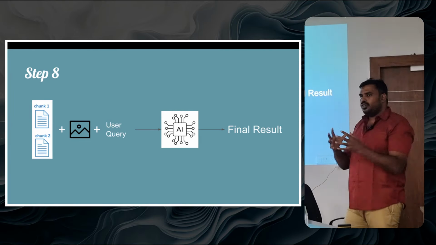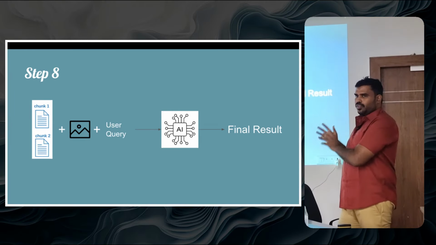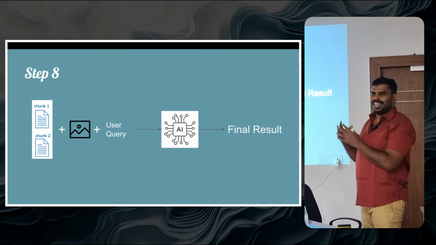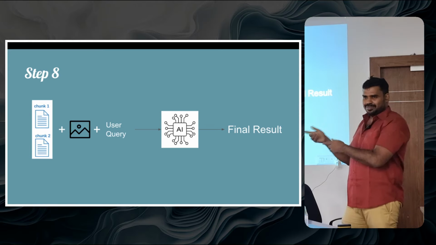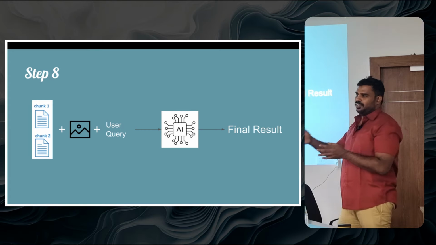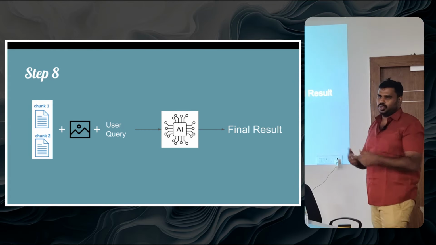So combining all together, we need to provide a final solution for the end user. It should look like magic. Everyone says AI is doing this, but actually AI is not doing this. As a developer, we need to understand the process, split everything properly, and build a solution on top of this.